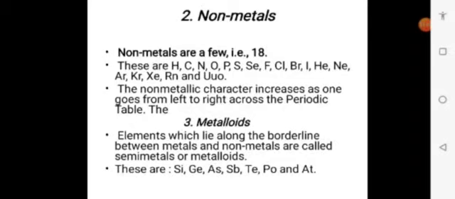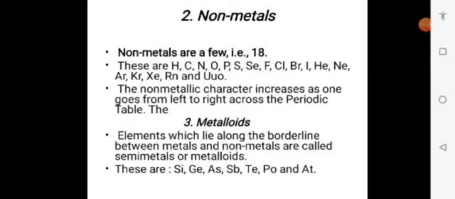Some non-metals we can easily remember by a trick: "Na jaane phir kal na ho." Na jaane means noble gases, phir means fluorine, kal means Cl, na means nitrogen, and ho means H and O. These are the non-metals present in our periodic table. When we move from top to bottom, non-metallic character decreases. But when we move left to right in the periodic table, the non-metallic character increases.